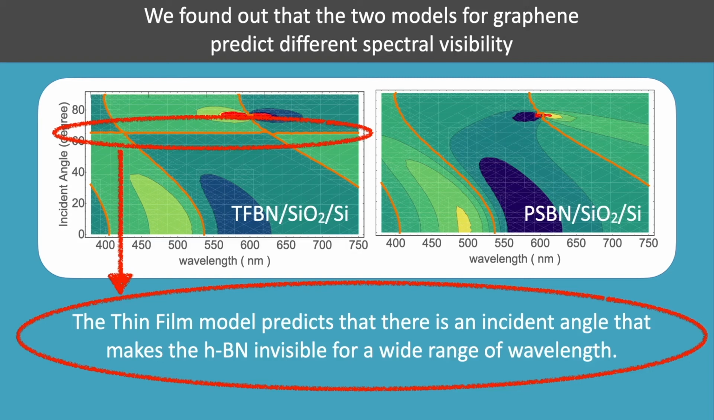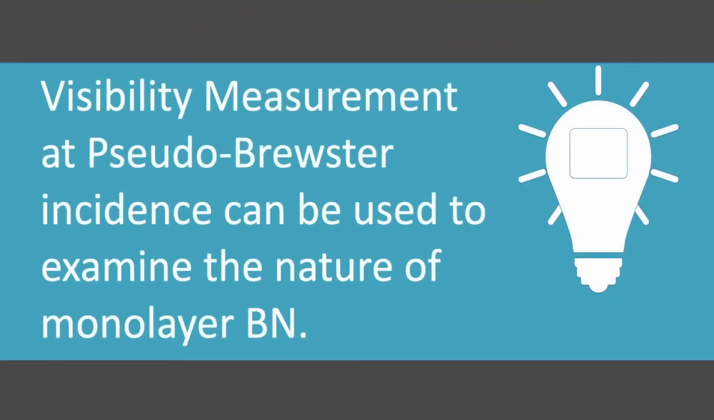With this, we can say that the visibility measurement at the pseudo-Brewster incidence can tell us the nature of a monolayer boron nitride, whether it is a slab or a perfect sheet.